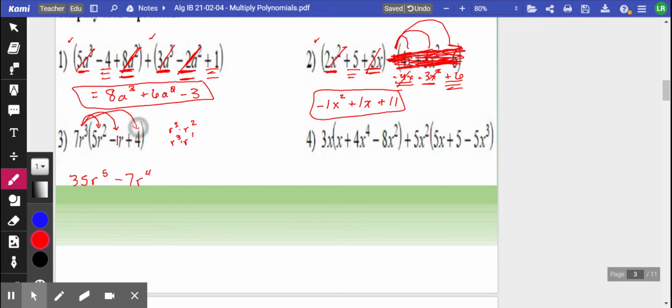Then we have 7r to the third times 4. That'd be positive 28r to the third. Don't have any like terms, so there's my answer. The last one, and probably the hardest one out of these.